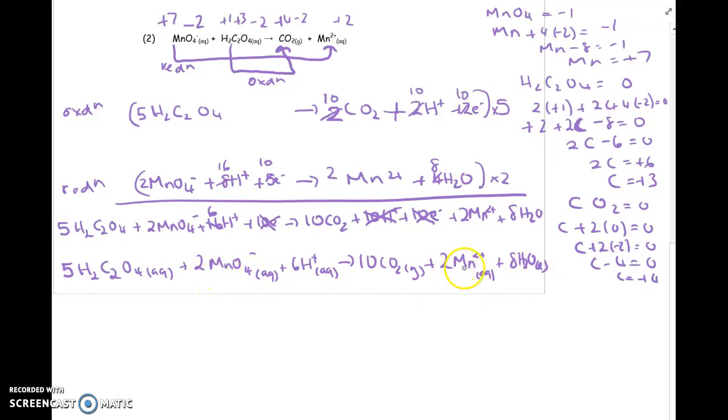2 manganese, 2 manganese. Check your charge. This is 2 lots of negative 1. Add positive 6 is positive 4. 2 times 2 positive is positive 4. It's now balanced.